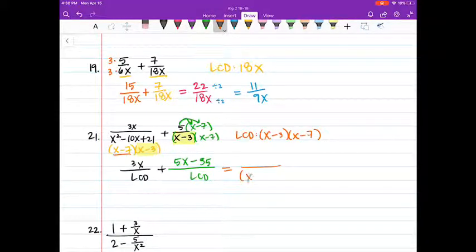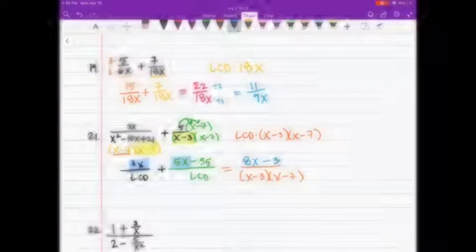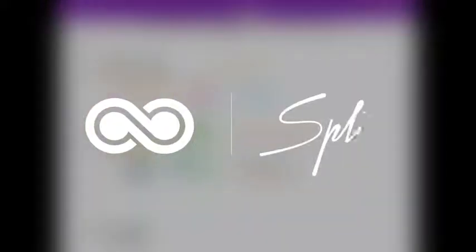So I'll go ahead and take the time, write out that least common denominator. X minus 3, x minus 7. And on top we combine like terms. 3x and 5x gives us 8x. And then that minus 35 comes along for the ride. Final answer.